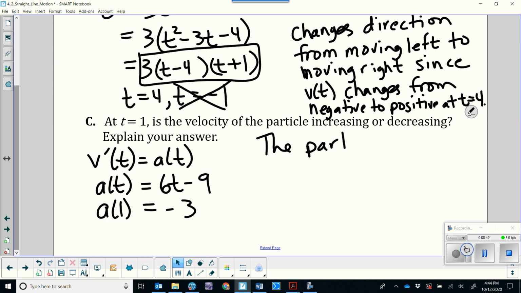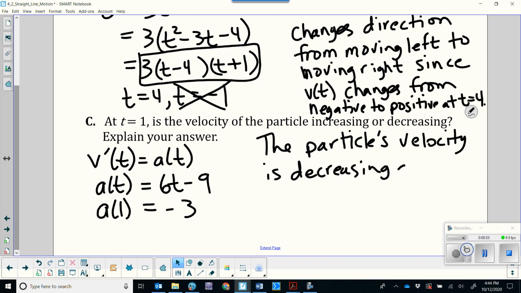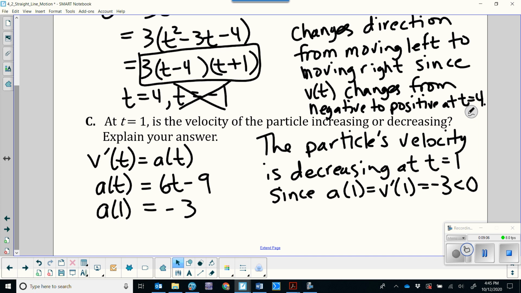So we would say the particle's velocity is decreasing at t equals 1, since a of 1 equals v prime at 1 equals negative 3, and then just put less than 0. Now I like to relate it to v prime because that's why it is decreasing, because its derivative is negative, and we know that's how increasing, decreasing works for functions.